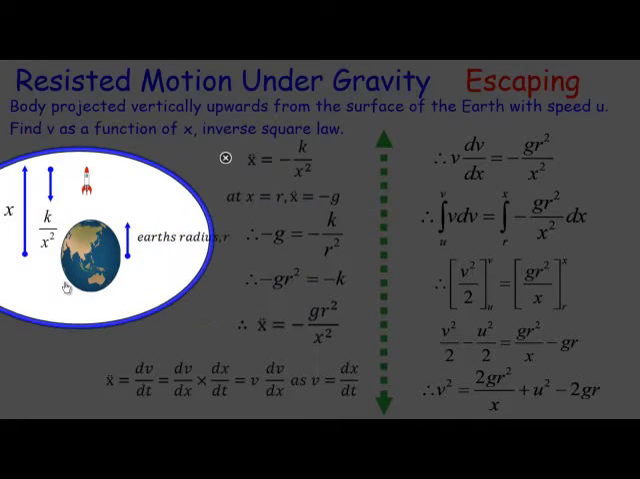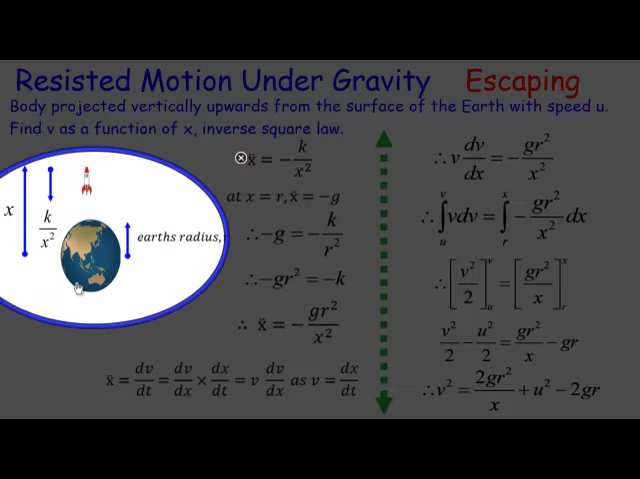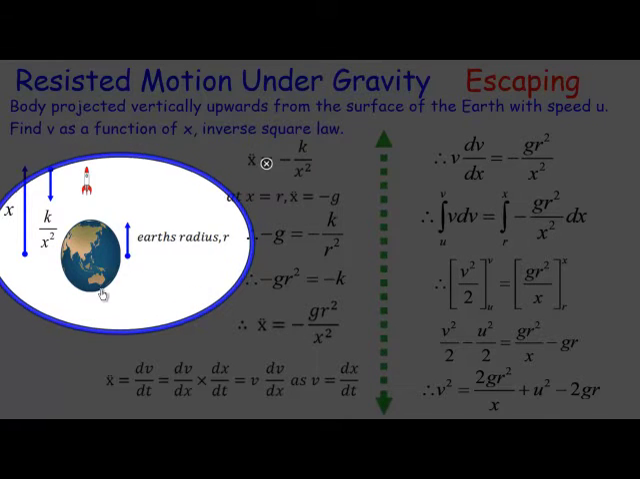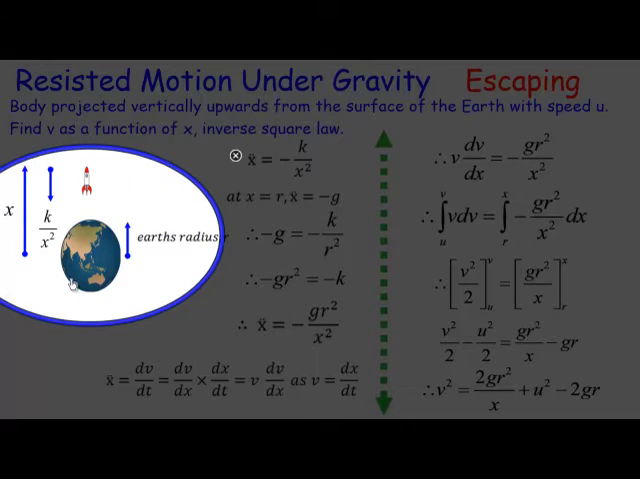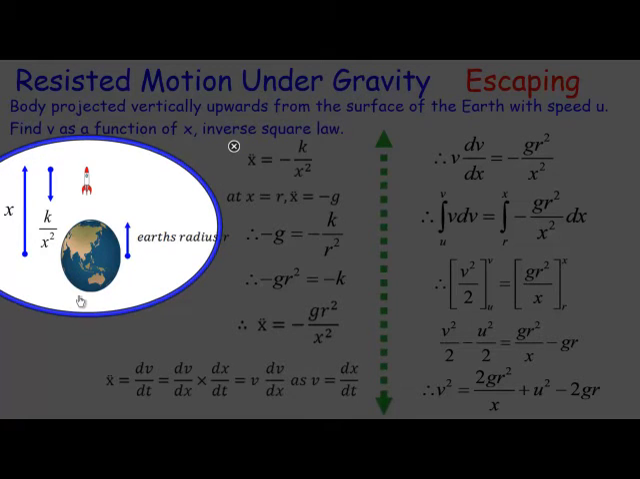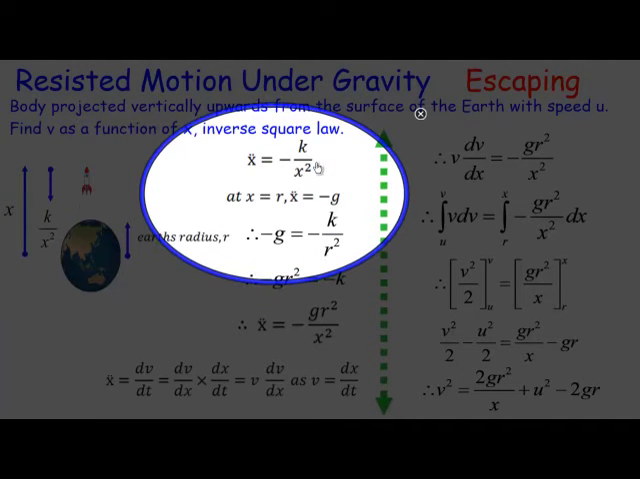Okay, so the first thing is this is a situation. We have the Earth's radius R, about 6,400 kilometers. We have some sort of a gravitational attraction, if you like, k on x squared, and x is the distance from the center of the Earth. So what's the equation? Well, x double dot, the acceleration, equals minus k on x squared. Why is it minus? Well, if x is positive upwards, then the attraction force is acting towards the center of the sphere, so it's actually negative.